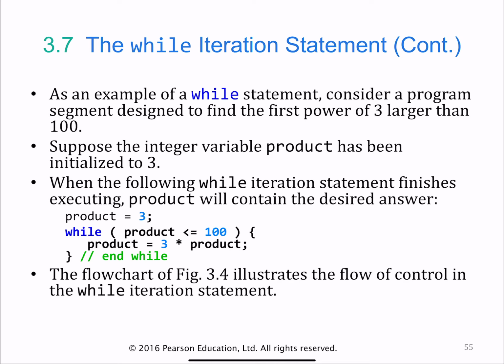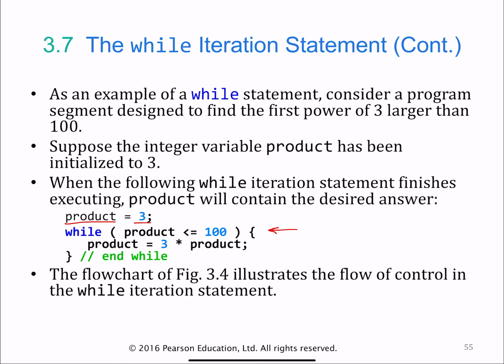Here's a very simple example of how you can use the while statement, also called a while loop. How you can use a while statement to find the smallest power of 3 that is larger than 100. So this is an outtake of the code for that. You initialize an integer variable called product to 3, and that is followed by 3 lines of code.